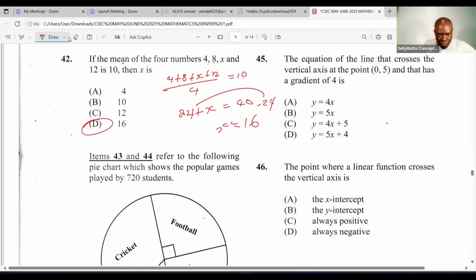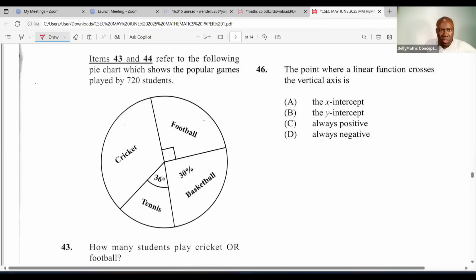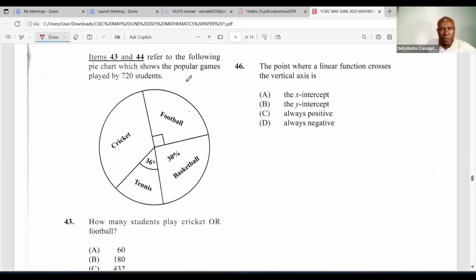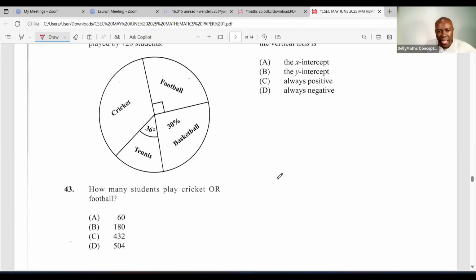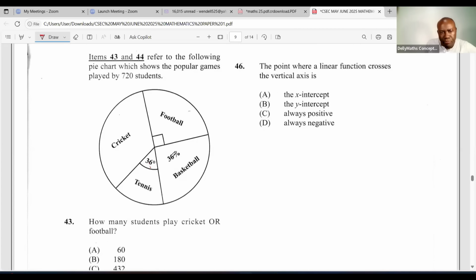All right, let's go. Let's see what we have here. So they have some nice questions this year. It says items 43 and 44 refer to the following pie chart, which shows the popular games played. All right, so we're looking at how many students played cricket or football. So we have degrees, football, cricket, and so on.